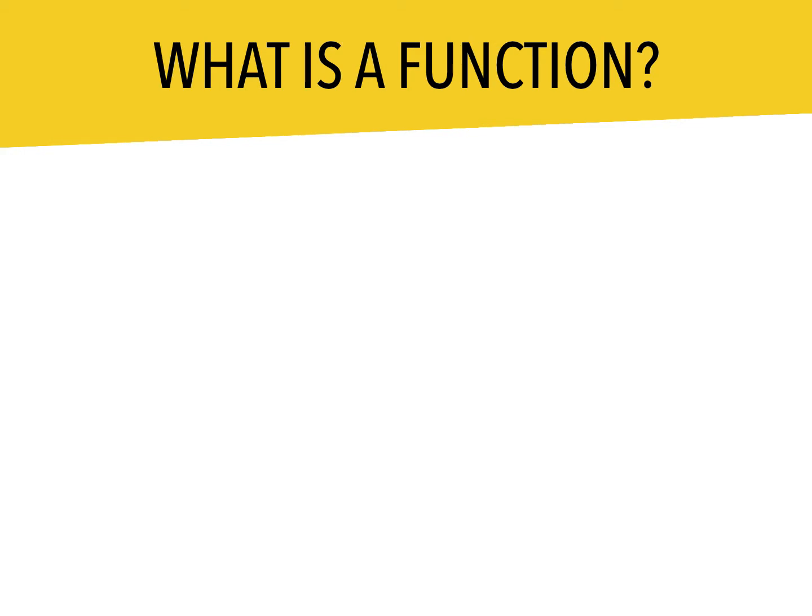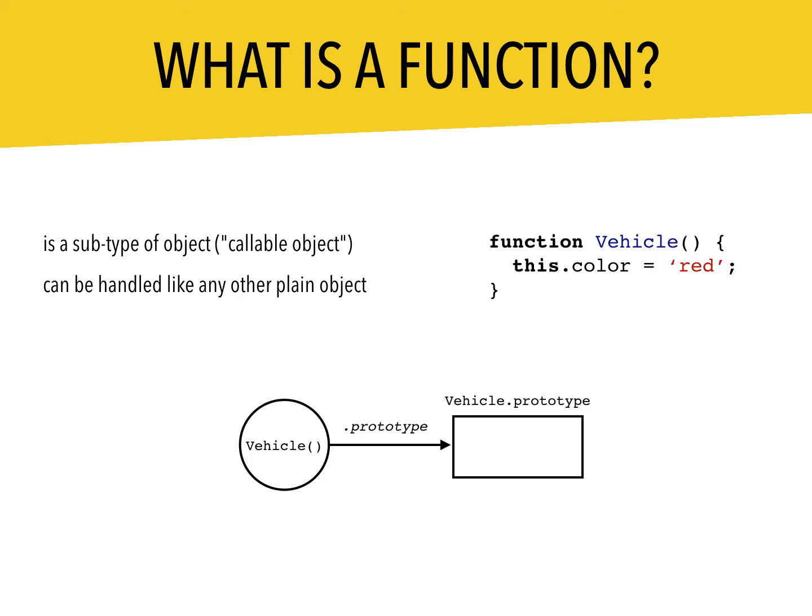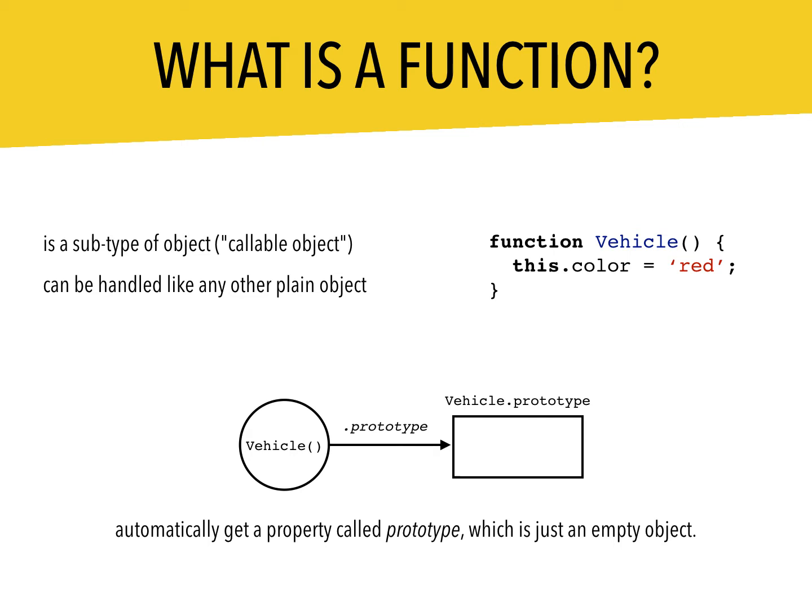We have to understand what a function is in JavaScript. In JavaScript, a function is just another object. It's a particular object that is callable, and I can treat any function in JavaScript as a normal object. So a function can have properties, and in particular, every time that I create a new function, JavaScript sets a prototype property for me with just an empty object.